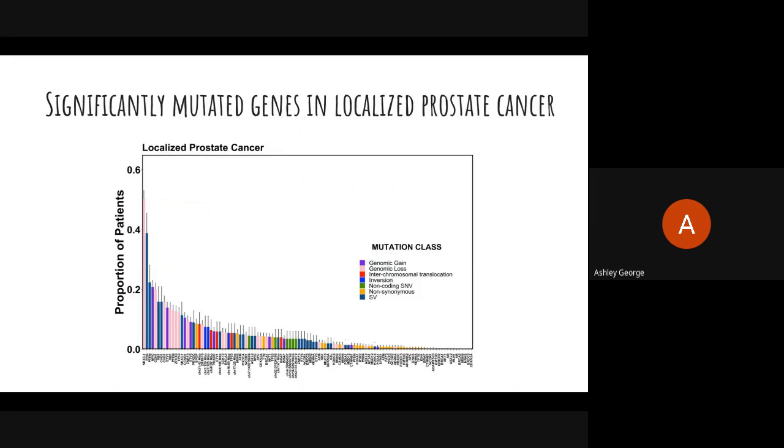So I realize this diagram is kind of hard to see, but there are quite a few significantly mutated genes in the localized prostate cancer, so the non-metastatic lower grade prostate cancer. On the bottom left-hand side, the main genes that stuck out to me were ERG, PTEN, and MYC. These are very commonly mutated genes in the localized, less advanced prostate cancer.